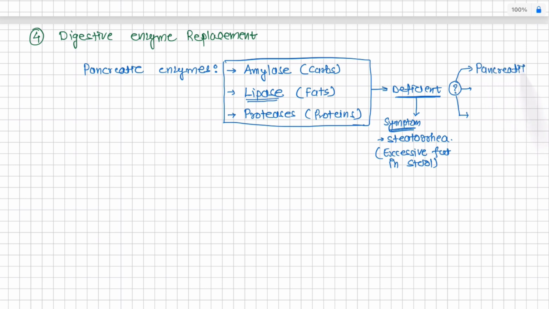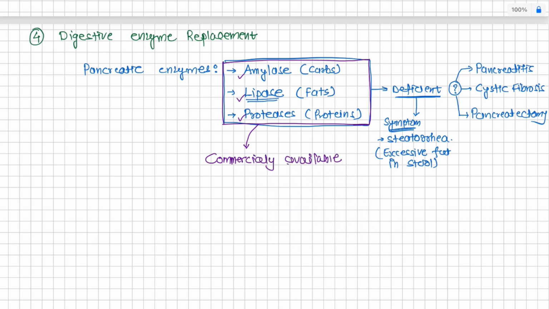First is pancreatitis, that is inflammation of the pancreas that damages the enzyme producing cells. Second is cystic fibrosis, which is a genetic disease that affects multiple organs including the pancreas, which causes blockage of the ducts that carry digestive enzymes. And third is pancreatectomy, that is the surgical removal of part or all of the pancreas, usually due to cancer or severe diseases.